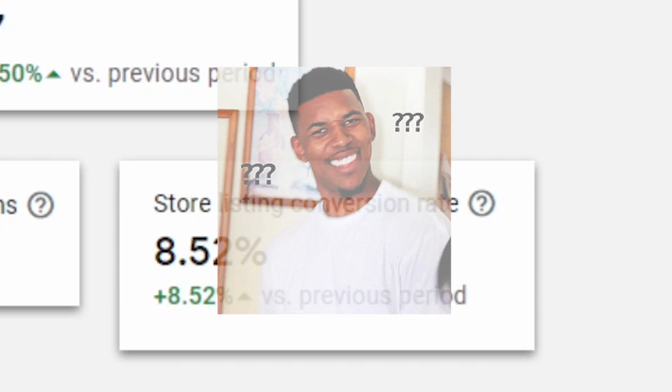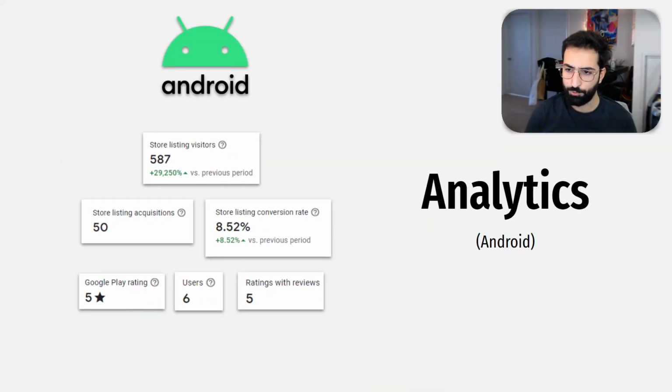Seems pretty good to me. A lot more store listing visitors than I thought I would get, to be honest. I was actually really surprised and happy with that number. And 50 downloads is pretty great as well. The game has an average rating of 5 stars on the Play Store, and this is from 6 users who have rated the game. And of those 6, 5 have actually left reviews, and the reviews have been really good, so that's been great.